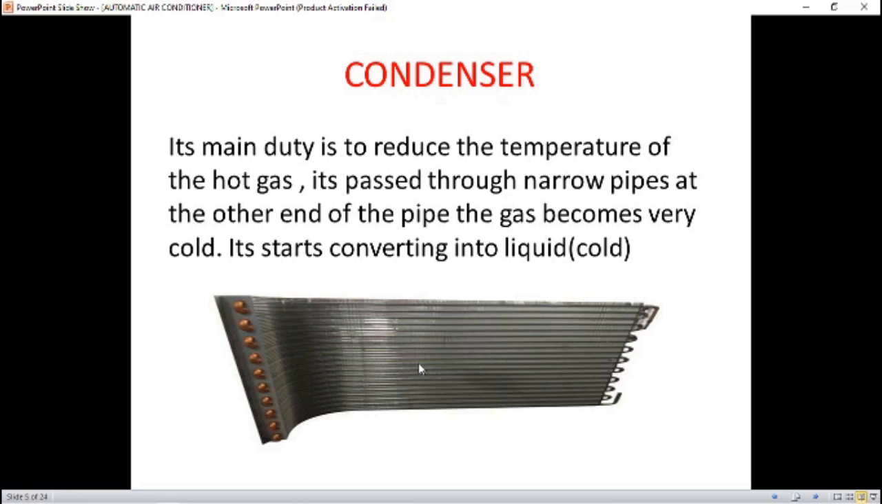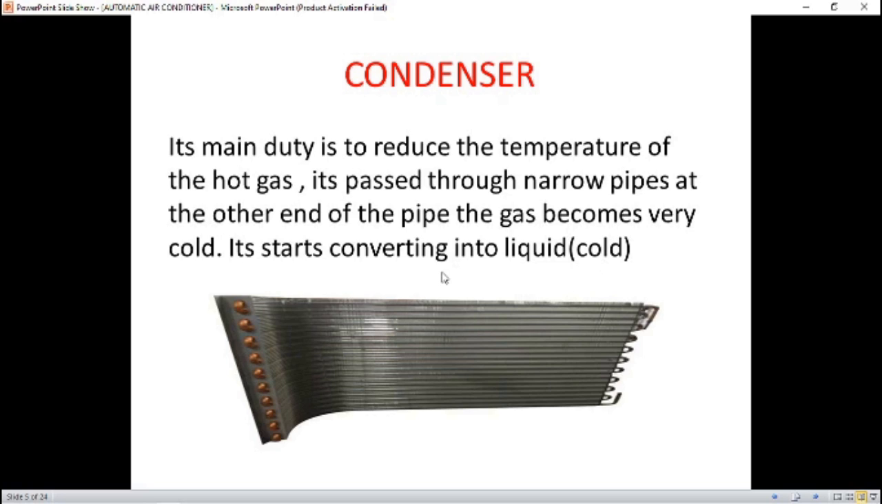Now this is the thing which is placed outside of our room, and we can see from here that this is the entry point where the heated gas will enter, and these are some narrow and thin pipes, and it will go on like this, and at the exit, when it comes out, it will be converted into a cold gas, and it will be so cold that it starts converting into liquid. And why is it placed outside? Because as it is getting cold, it is releasing heat. That heat release is done outside, and that heat is released to the surroundings.